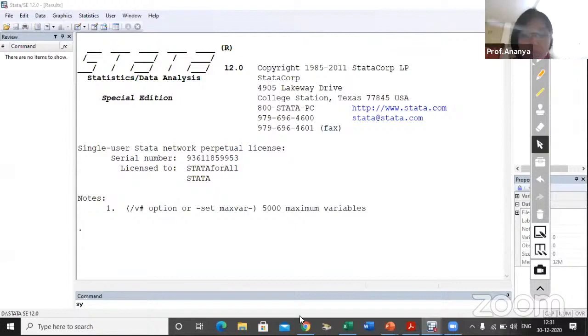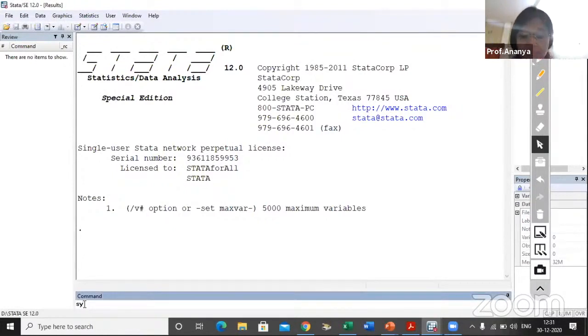Right. Just one moment. If you have opened Stata, then please, yes, you can. I will explain, Sushmita, how the intercept and slope are done. Let me just do this.